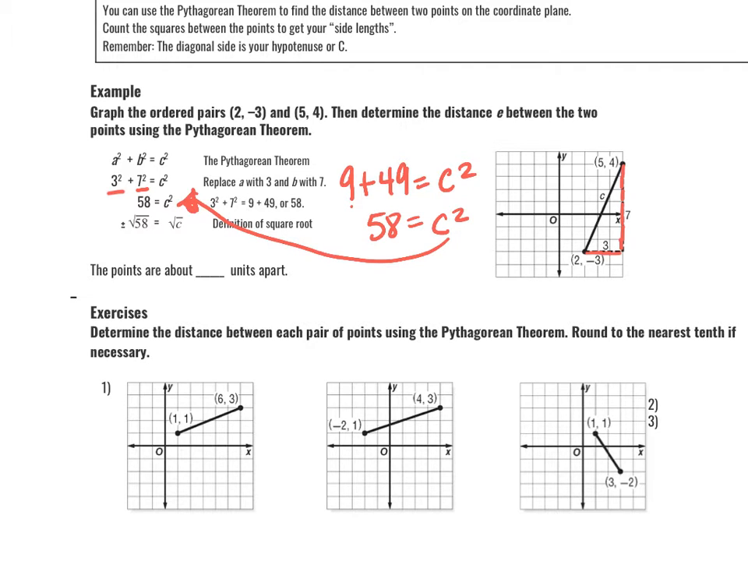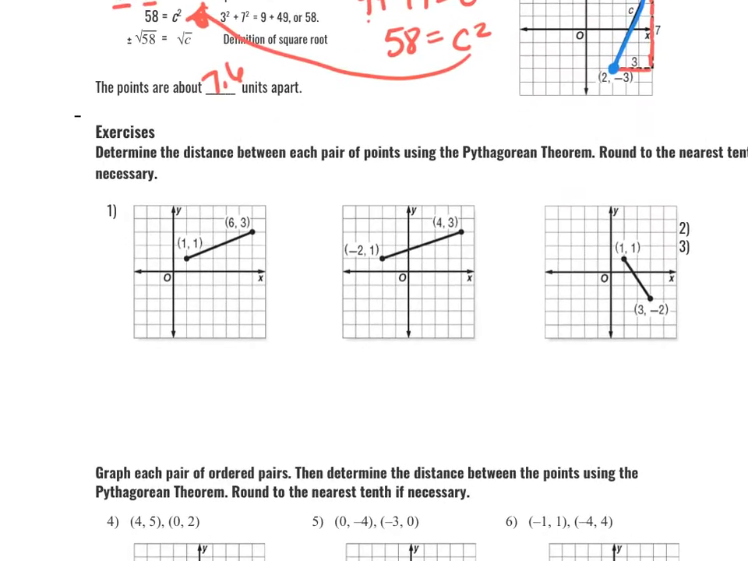So what is the square root of 58? Well, we know it's between 7 and 8 because 58 falls between 49 and 64. So the square root of 58 is 7.61. So it's about, we're just going to go with 7.6 units apart. And that's the distance between here and here, okay?